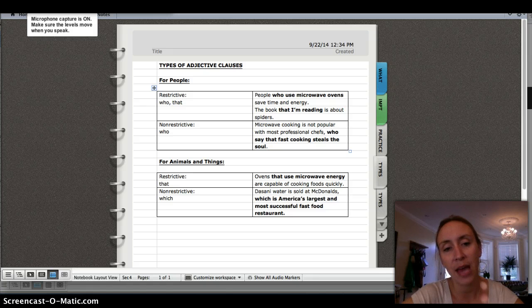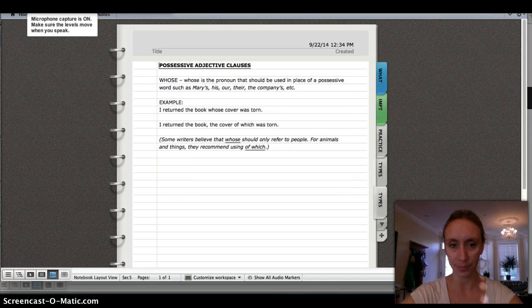Animals and things, we use that or which. Restrictive: ovens that use microwave energy are capable of cooking foods quickly. Non-restrictive, which: Dasani water is sold at McDonald's, which is America's largest and most successful fast food chain.